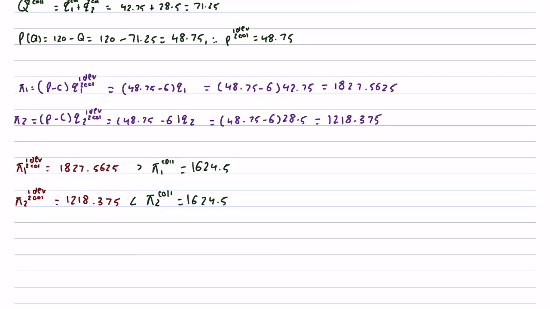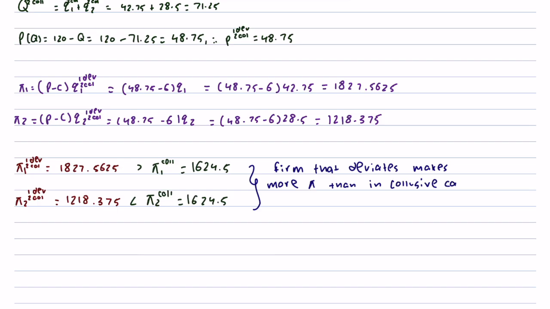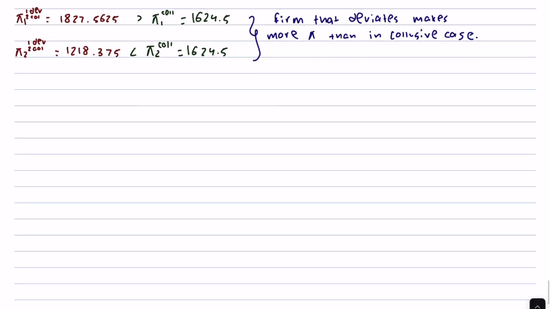And from this, we can see that the firm that deviates makes more profit than in the collusive case, right? And the firm that doesn't deviate, the firm that chooses to collude, makes less profit. And we're going to show this actually in a game matrix, right? So let me draw that out right now.